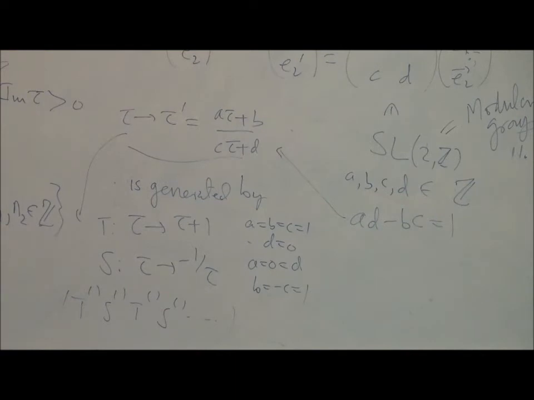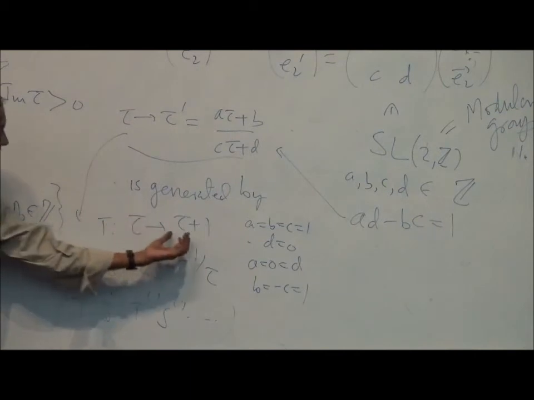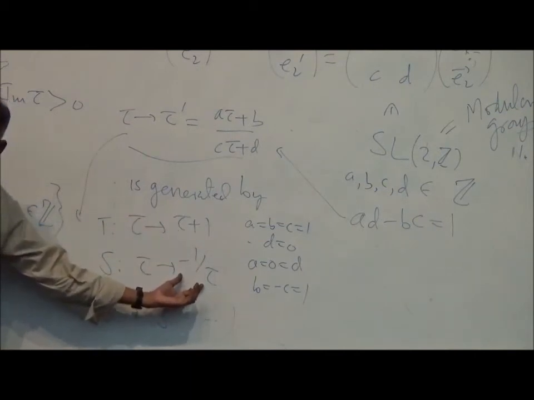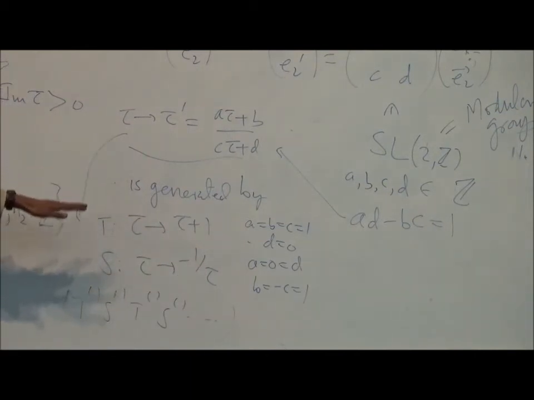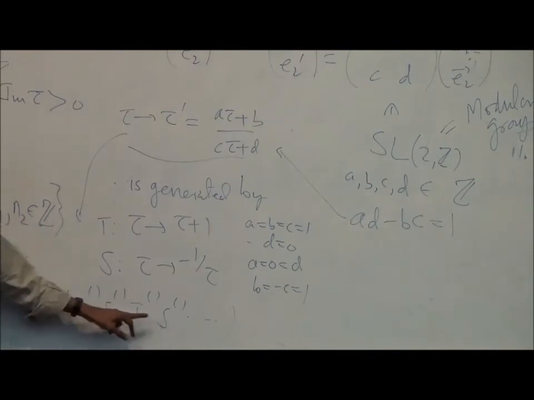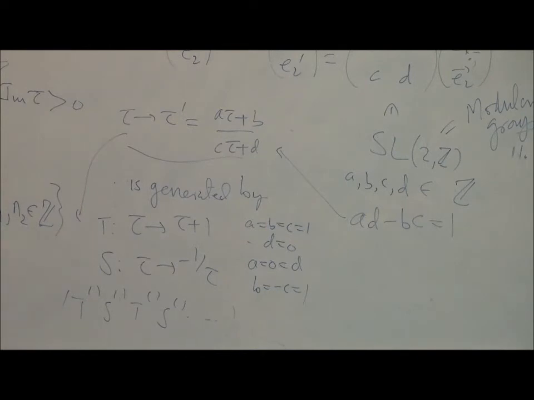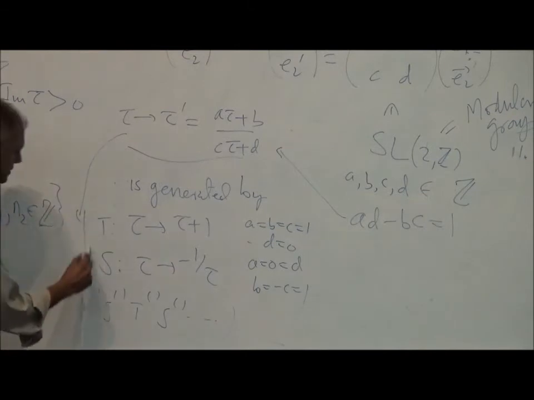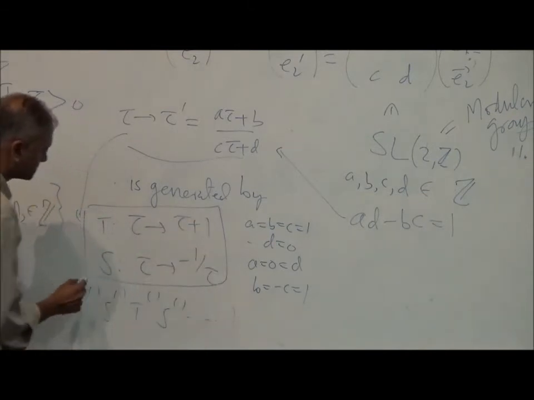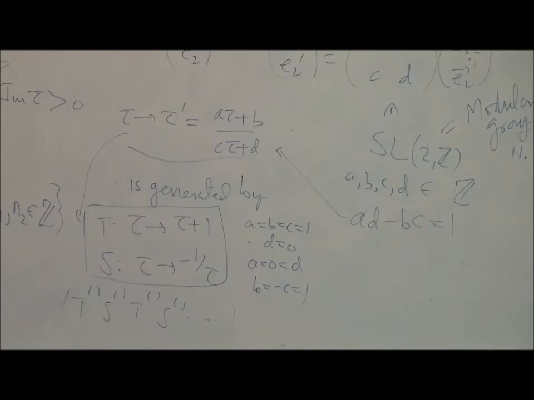So what this means is that if I can make sure that my theory is invariant under these two transformations, then I'm guaranteed that it is invariant under the full SL2Z. Because any element can be written like this, and since each individual element leaves the theory invariant, the whole SL2Z leaves it invariant. So the main thing we need to check is that our theory has this invariance under these two transformations.